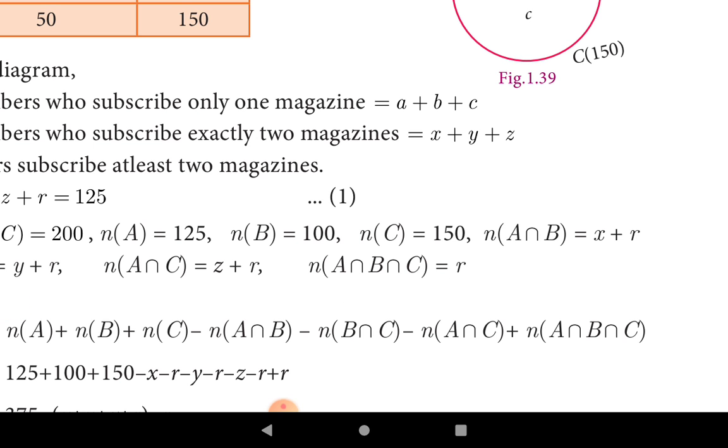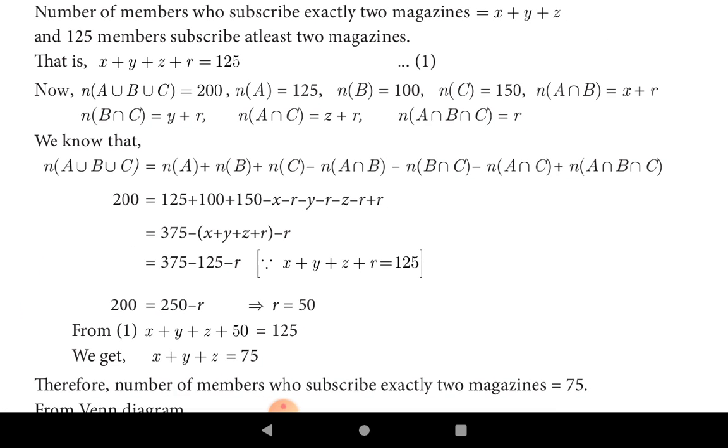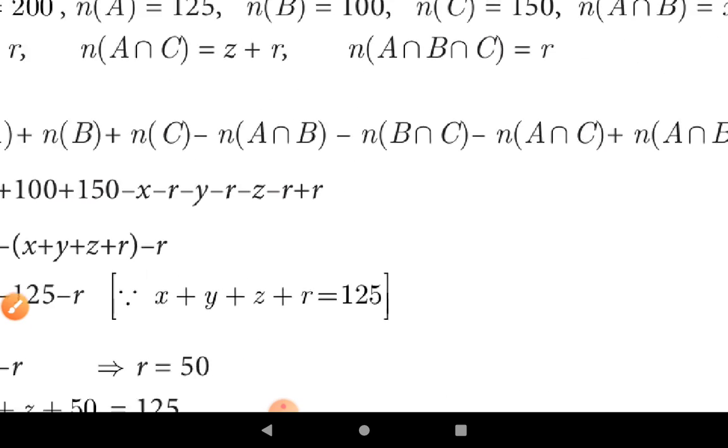Okay, now so we have a formula. What formula we have? We know that number of A union B union C is equal to number of A plus number of B plus number of C minus number of A intersection B minus number of B intersection C minus number of A intersection C plus number of A intersection B intersection C. Now we write the values. Number of A union B union C 200, number of A 125, 100, 150. Here how can we write minus? Because you can mention within the bracket, or else I can add one more step here.